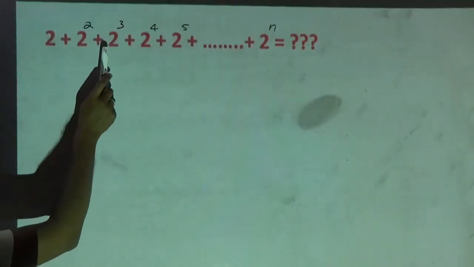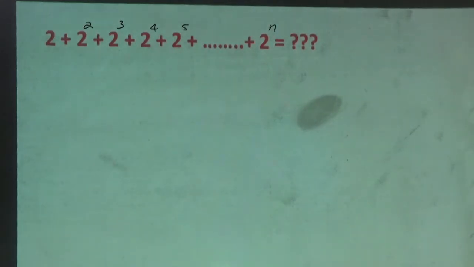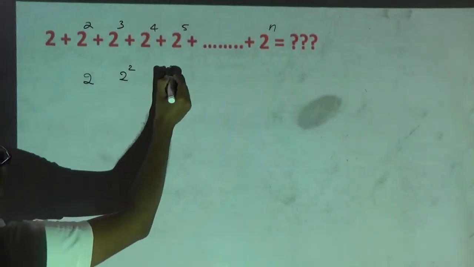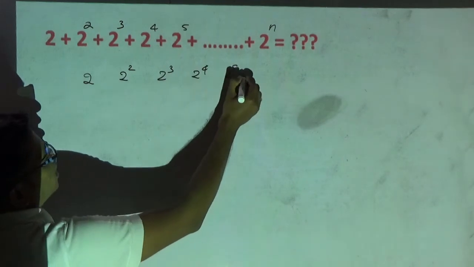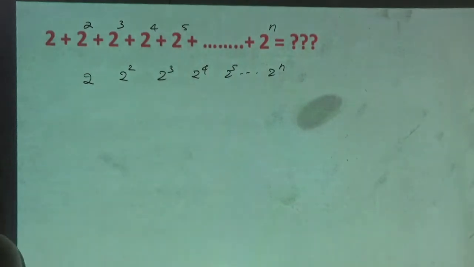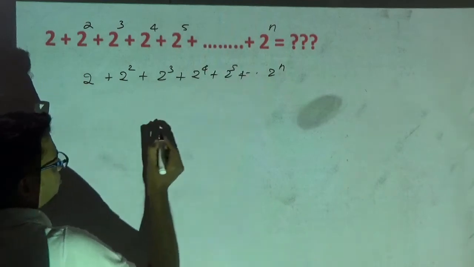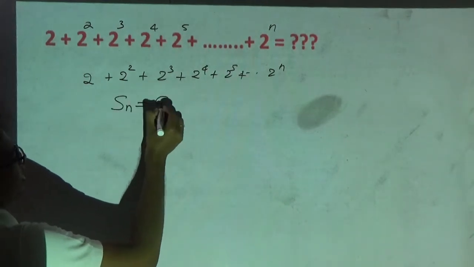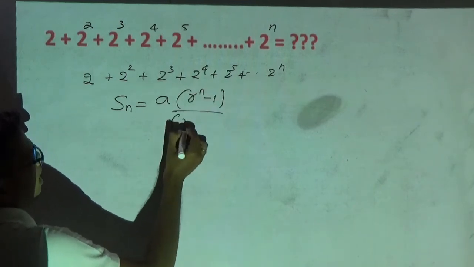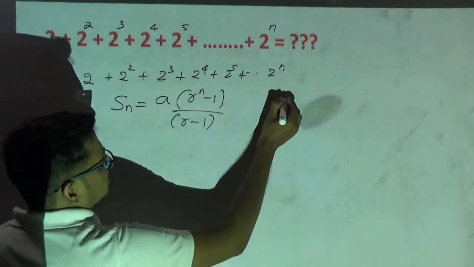2 plus 2 square plus 2 cube plus 2 power 4 plus 2 power 5 up to 2 power n is what? So this I need to find out. This is nothing but 2, 2 square, 2 cube, 2 power 4, 2 power 5 up to 2 power n. This is in which series? GP. This is in geometric progression, and I need to find the sum. The sum in geometric progression, Sn, is given by a into r to the power of n minus 1 divided by r minus 1. This is the formula if r is greater than 1.